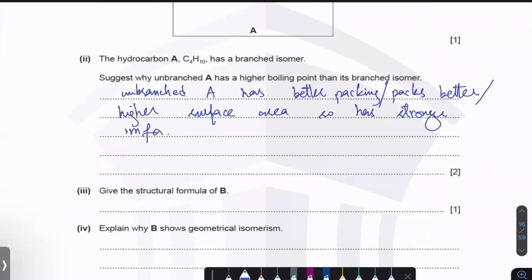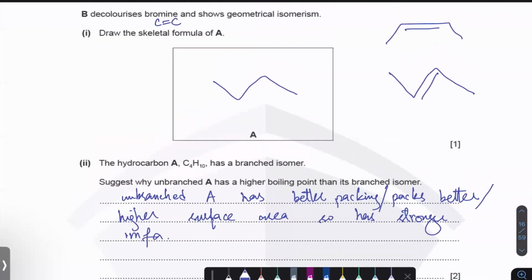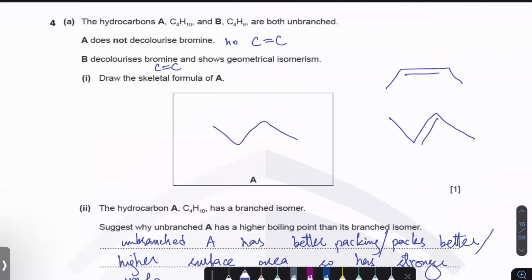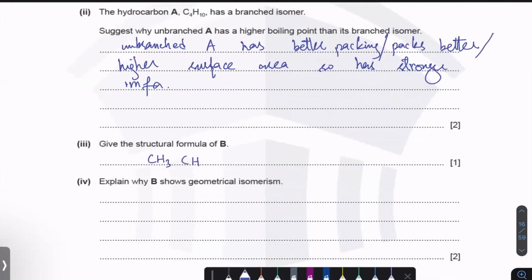Give the structural formula of B. What is B? Where is B? Okay, B is this thing. So B is going to be CH3, CH3. Basically, B is the alkene with 4 carbons. One more thing. Whenever you draw the structural formula, always show the double bond. This will also make it easier for you to answer questions. So do show the double bond.